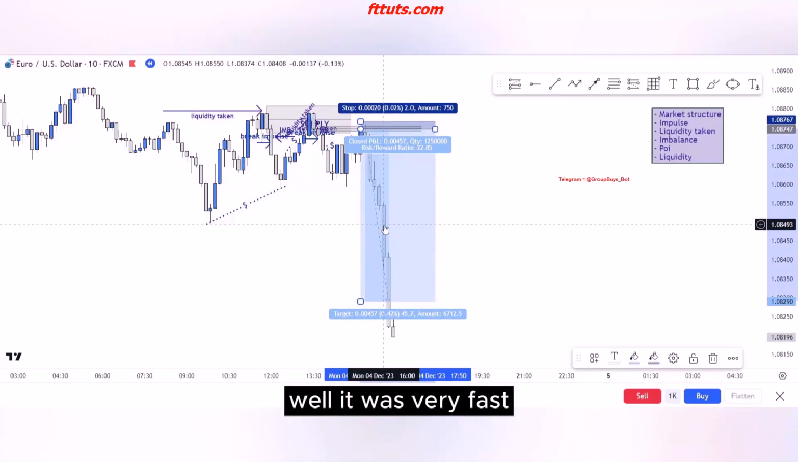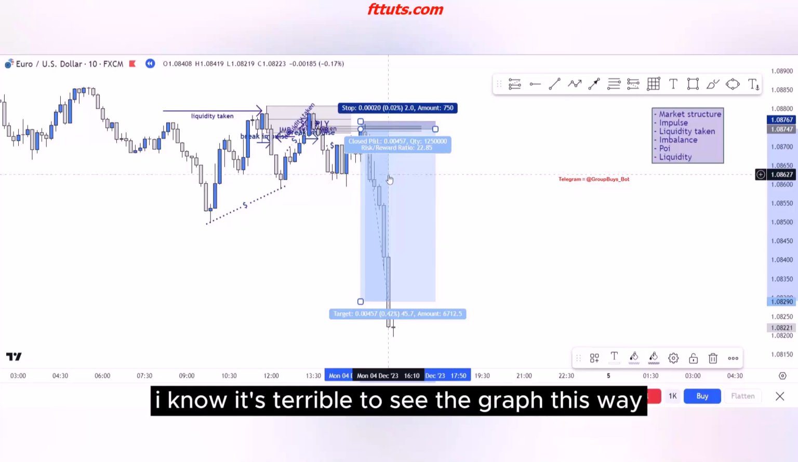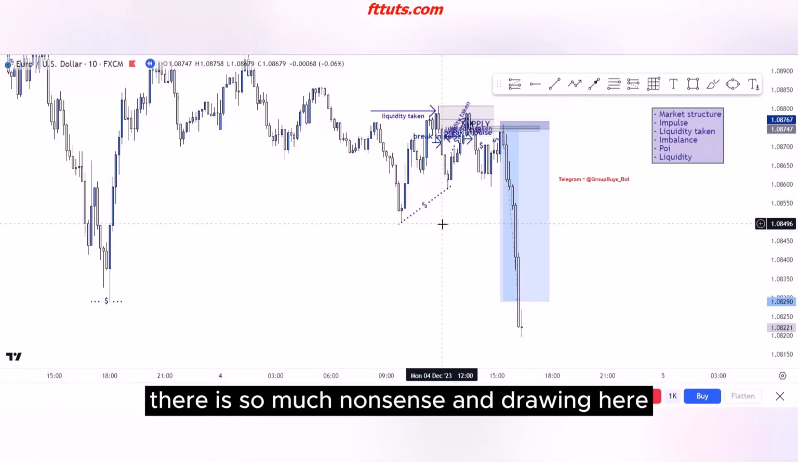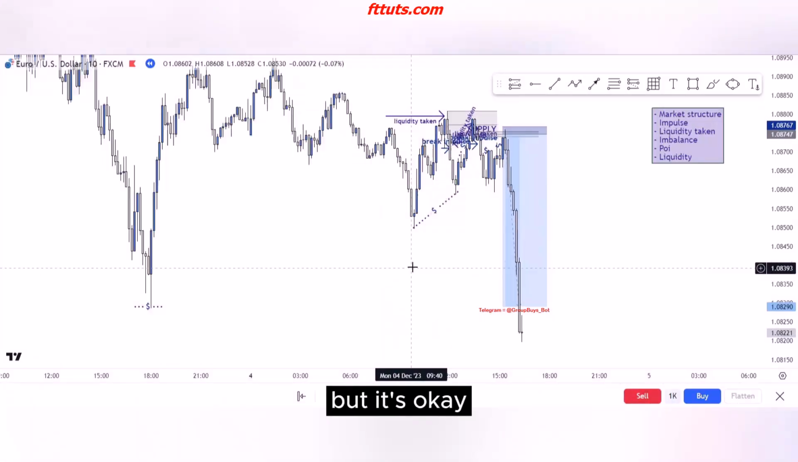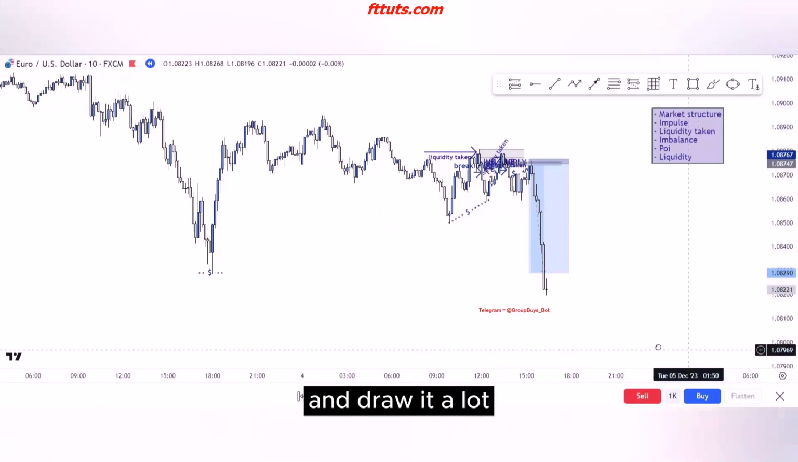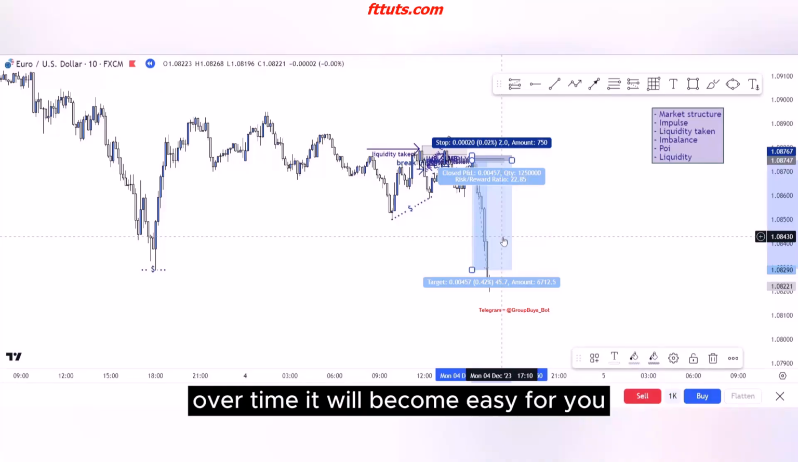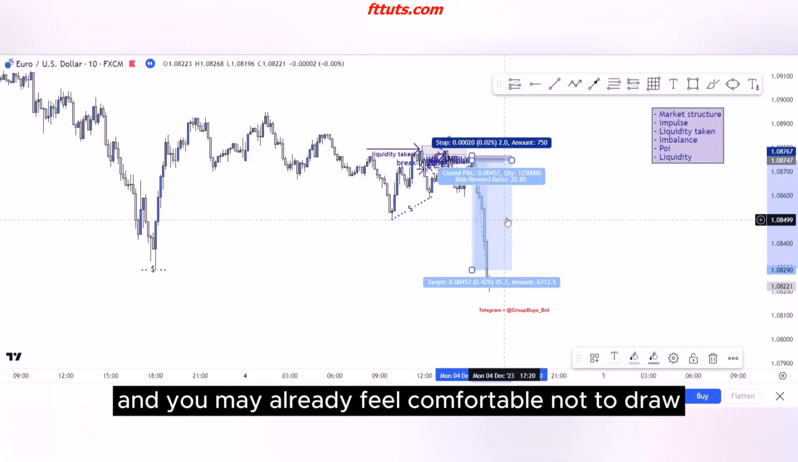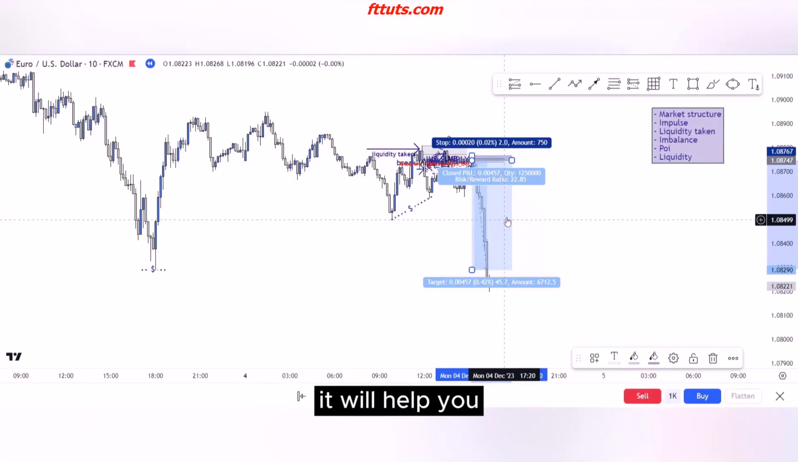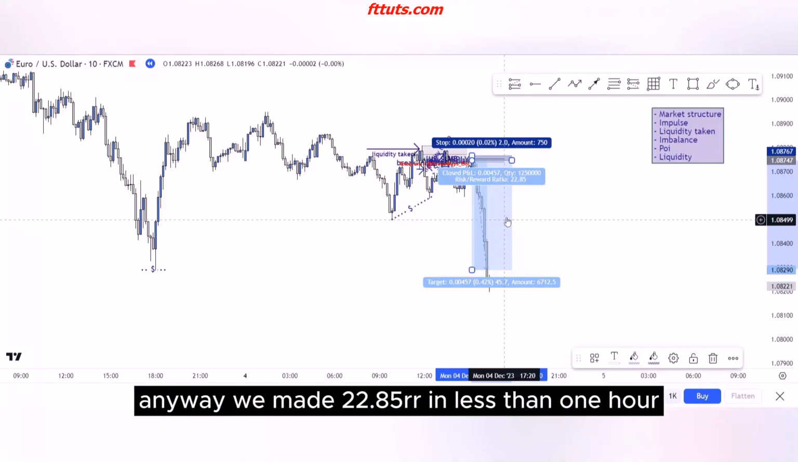Well, it was very fast. I know it's terrible to see the graph this way. There is so much nonsense and drawing here, but it's okay. At first, you will write it and draw it a lot. Over time, it will become easy for you, and you may already feel comfortable not to draw anything, but you should first write down and draw. It will help you. Anyway, we made 22.85 R in less than 1 hour.